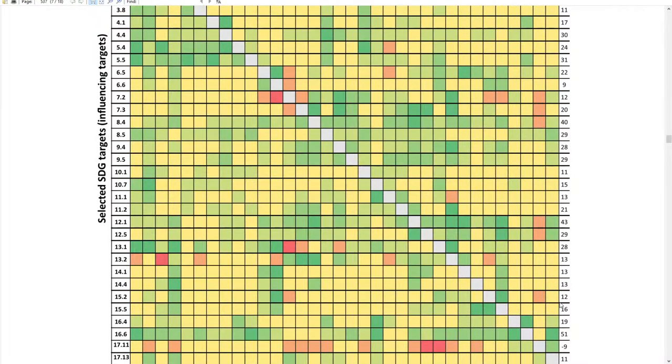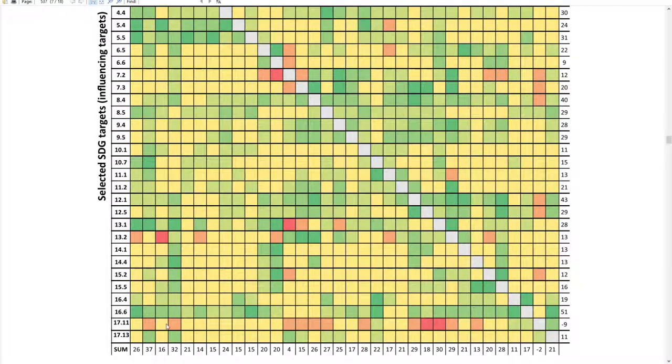And as we can see, 1711 for instance has a bunch of negative interactions here. I would say a couple of minus threes. So it's normal that the net influence would be negative. So progress, what this means, progress on target 1711 is actually not helping the progress of other targets.